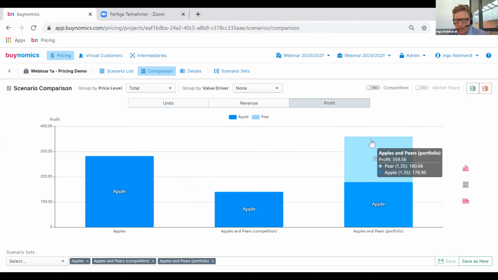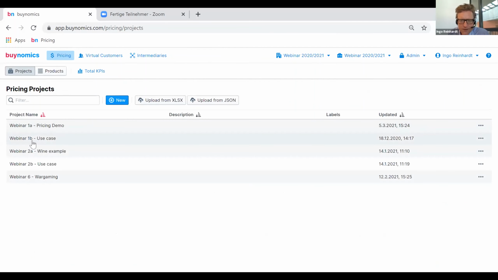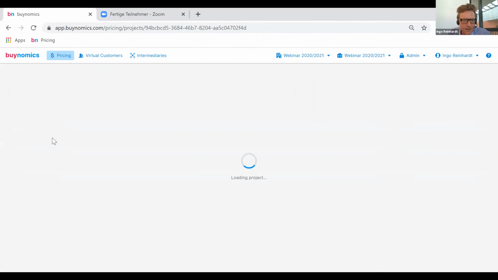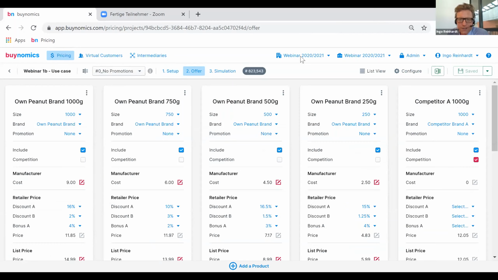So with two products, we're a bit more profitable than with one. And here we see how annoying it is to have a competitor who takes away part of the market and also forces us to a lower price level. This was just a small toy example, but of course, and then I'll hand over to Paul again, the same thing can be done with realistic examples.